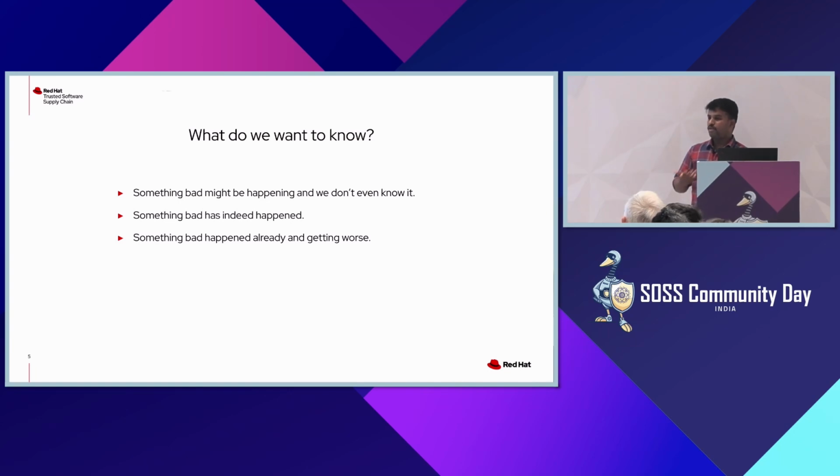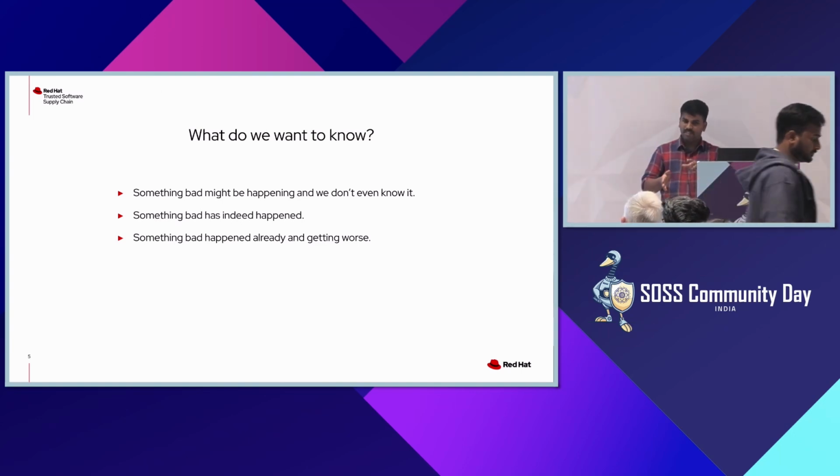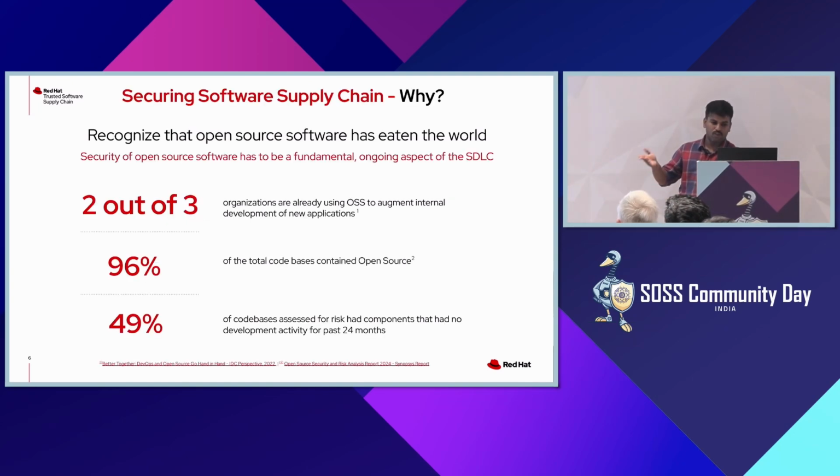And we want to know when something bad is happening. First, something bad is happening and we don't know about it. That's where all the cybersecurity comes in, so something is always cooking in the background. The second is something already happened and we know about it. And the third is something already happened and it is getting worse. So we have to make some countermeasures to save ourselves from the cybersecurity risks. That's what it's all about.